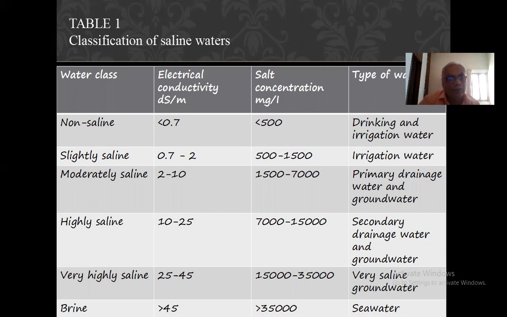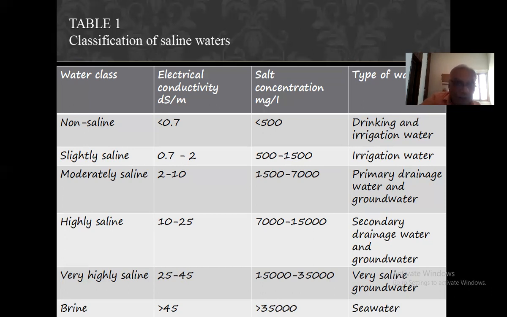So different classes are there: non-saline, slightly saline, then brine. You know that in seawater the salt concentration is 35,000 milligram per liter. As the salt concentration increases, the crop productivity declines, and there is a direct relation: electric conductivity also increases. So in normal soil, there will be only 0.7 Siemens per meter, with salt concentration less than 500. Then slightly saline, then it keeps increasing.